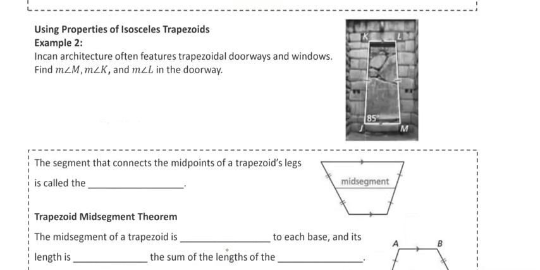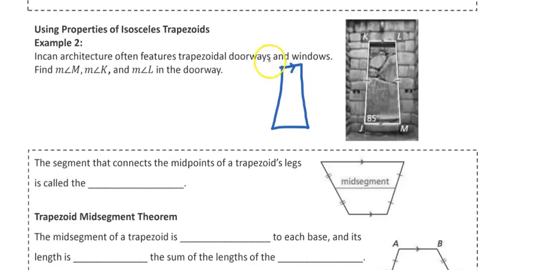All right, this says Incan architecture often features trapezoidal doorways and windows. Find the measure of angle M, the measure of angle K, and the measure of angle L in the doorway. So what we see here is this trapezoid. I'm just going to draw it so you can see it a little better.